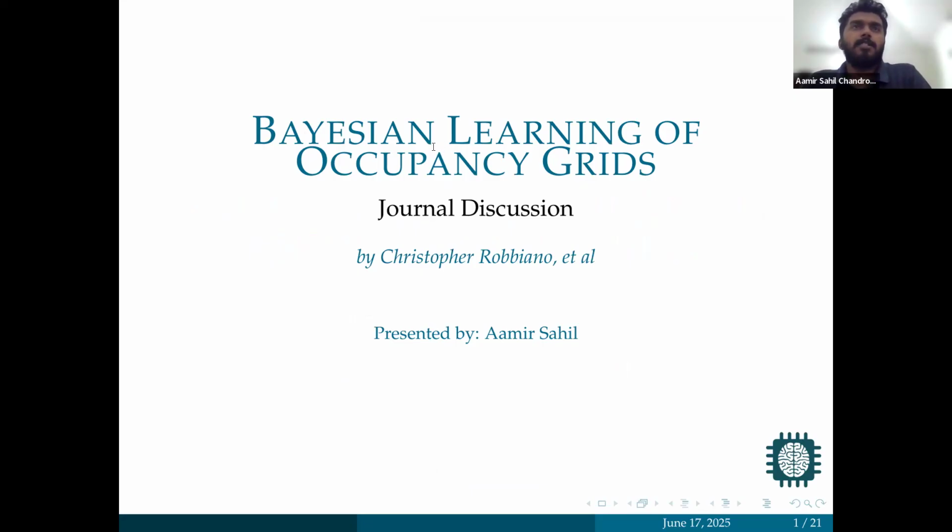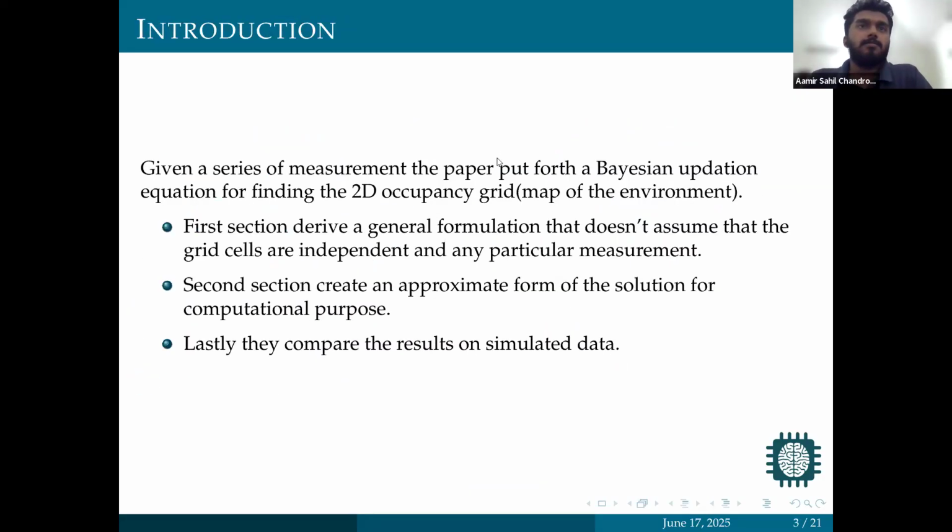This was published in 2020. The paper essentially tries to predict or generate the map of the environment given a series of measurements.